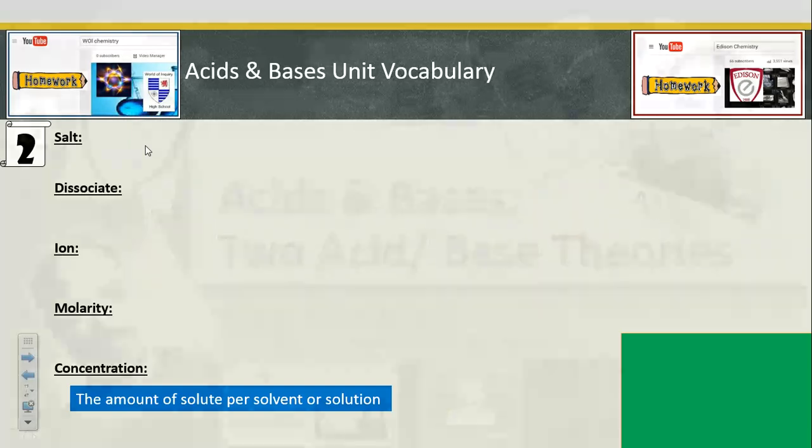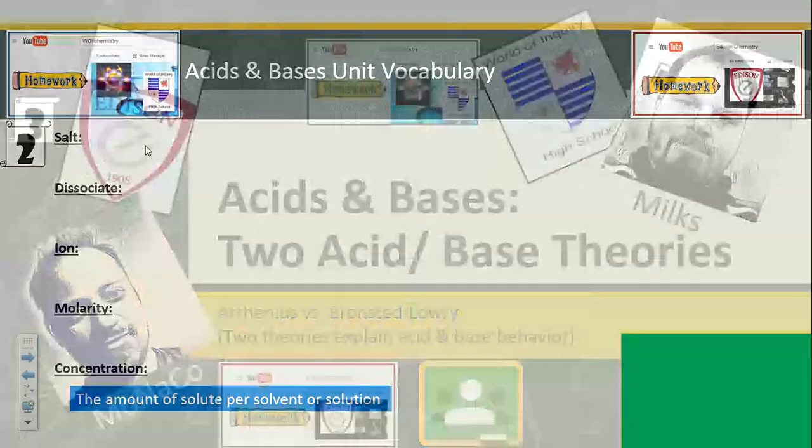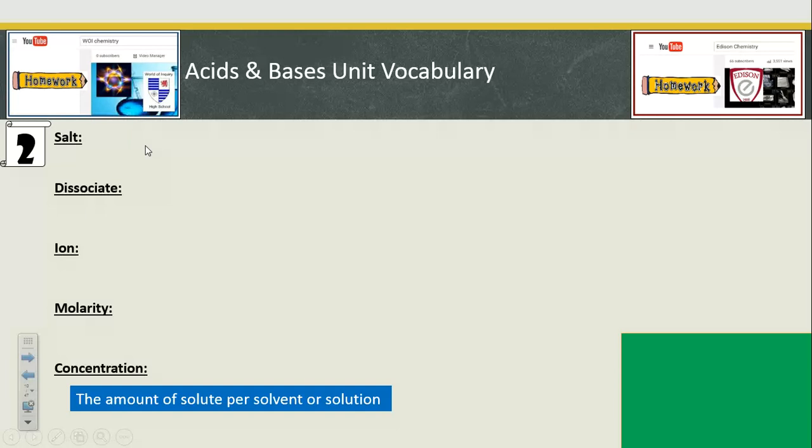Okay, that's a measurement. So that is the end of our lesson on vocabulary.